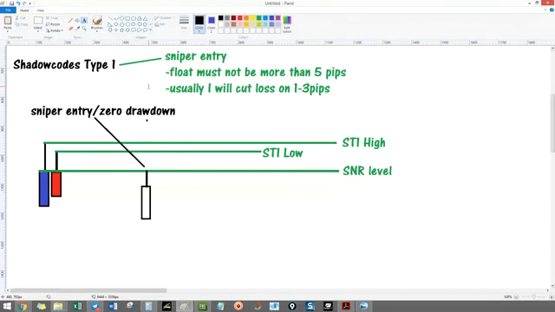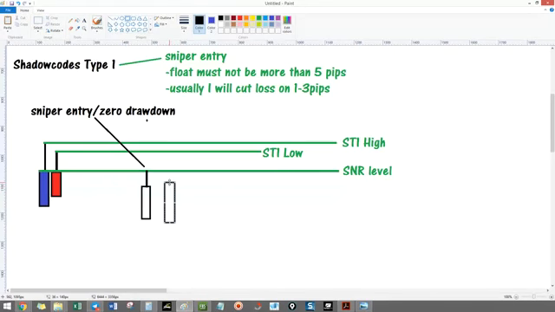Sniper entry or zero drawdown. Sometimes we do something like this: 1, 2, up to here. And then if it floats more than 5 pips or 1 pip you want to cut. When price moves 1 pip like this, just cut your loss before it goes back down. That's how you do the sniper entry, my style.